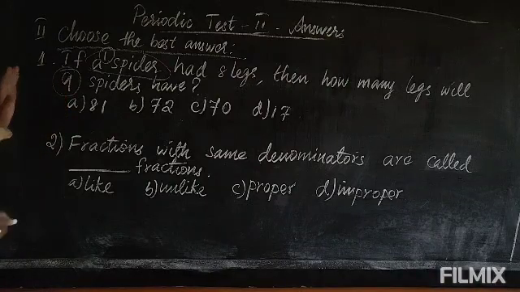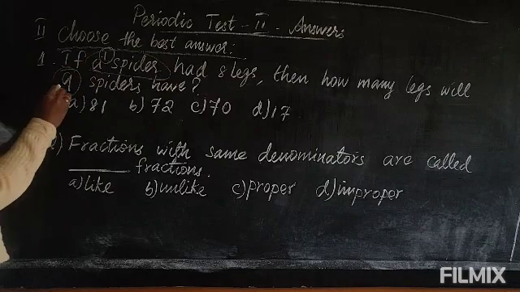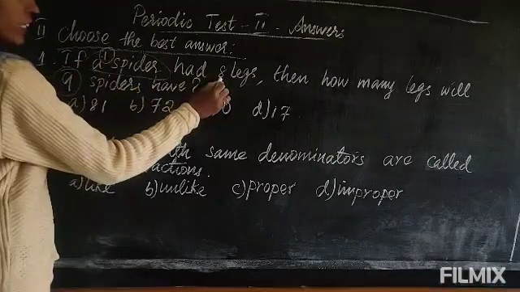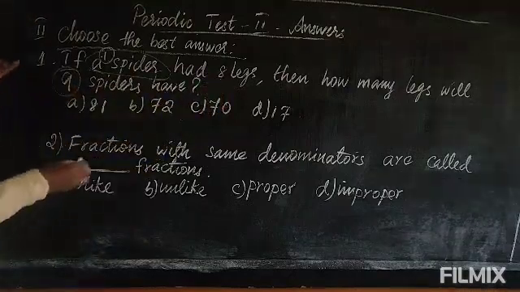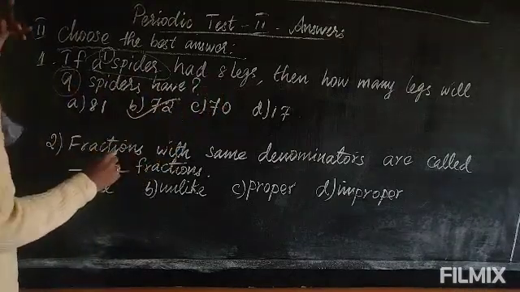You have to multiply. Given for 1 and asked for many. So for 1 how many legs? 8 legs. So for 9 spiders, 9 into 8, 9 8s are 72. So B is the answer.